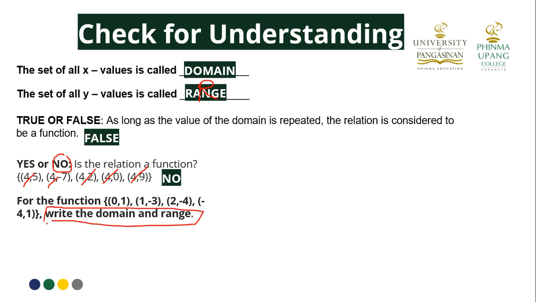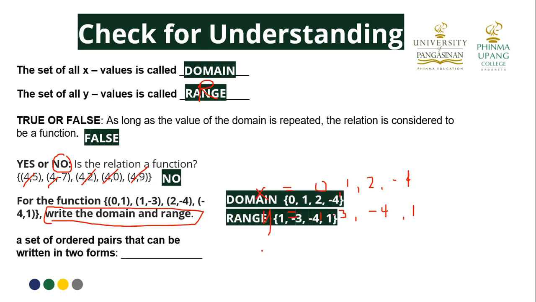Write the domain and the range. So, your x are the following: 0, 1, 2, negative 4. And the y values: 1, negative 3, negative 4, and then 1. Gets po? Yes, sir. Next.